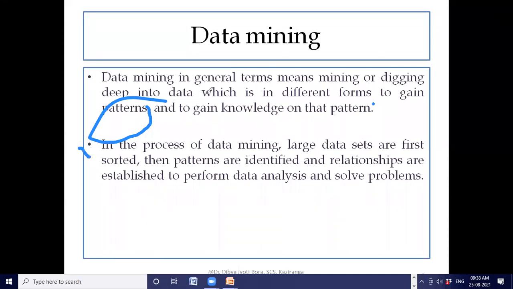In the process of data mining, large data sets are sorted, then patterns are identified and relationships are established to perform data analysis and solve problems. You should very carefully notice the steps. First, we try to sort the data, but not just sort. When you go into the depth of it, you'll find there are numerous techniques or processes you have to undergo in this step, which we know as data pre-processing. From there, patterns are identified, and then we try to establish the relationships that may exist among those different patterns. So that is the basic definition of data mining.